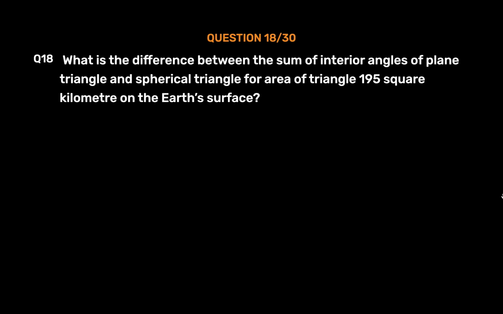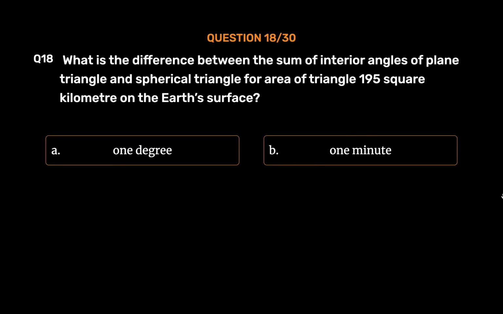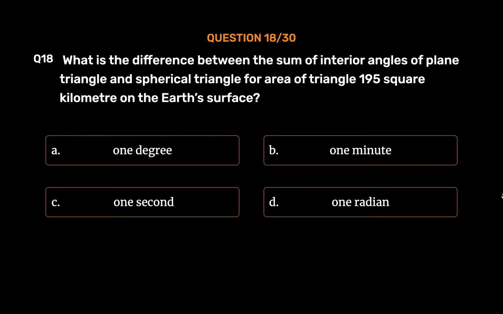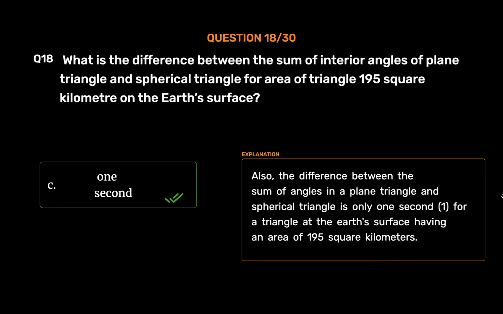Question number 18. What is the difference between the sum of interior angles of plane triangle and spherical triangle for area of triangle 195 square kilometer on the Earth's surface? Option A, 1 degree. Option B, 1 minute. Option C, 1 second. Option D, 1 radian. The correct answer is option C, 1 second. The difference between the sum of angles in a plane triangle and spherical triangle is only 1 second for a triangle at the Earth's surface having an area of 195 square kilometers.